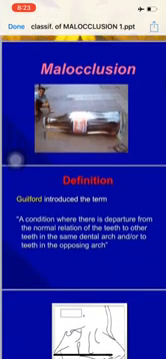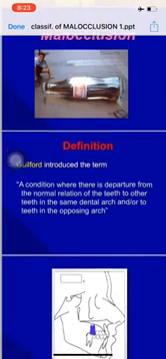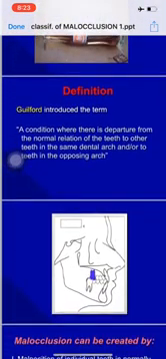Now we are starting with the term malocclusion. The definition of malocclusion: a condition where there is departure from the normal relationship of the teeth to other teeth in the same dental arch and/or to the teeth in the opposing arch.